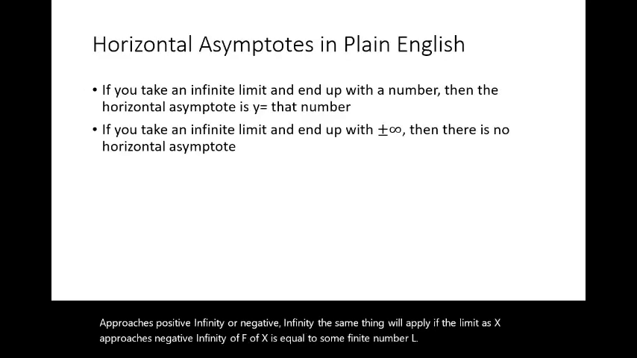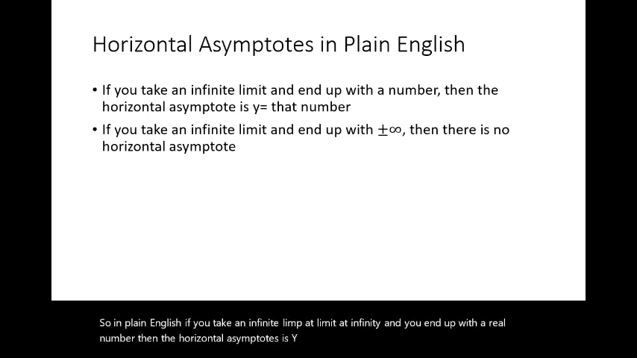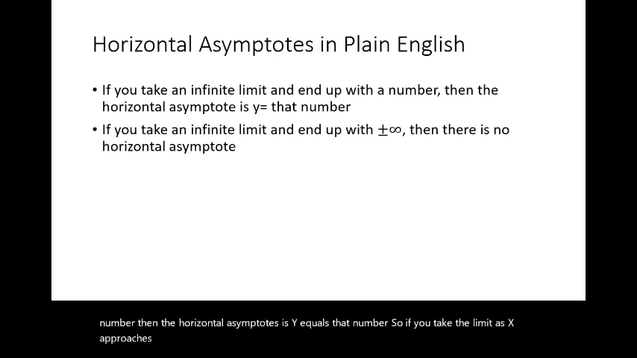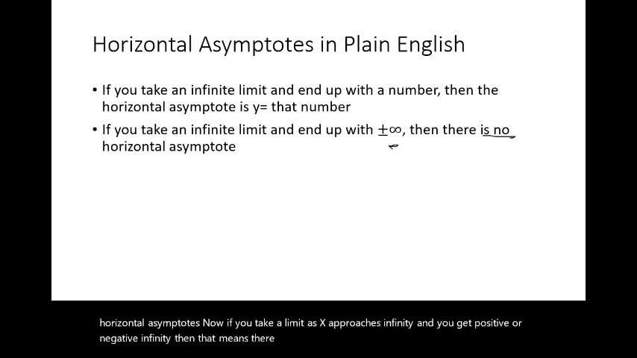So in plain English, if you take a limit at infinity and you end up with a real number, then the horizontal asymptote is y equals that number. So if you take the limit as x approaches positive infinity or negative infinity and you get a number, that number is your horizontal asymptote. Now, if you take a limit as x approaches infinity and you get positive or negative infinity, then that means there is no horizontal asymptote.